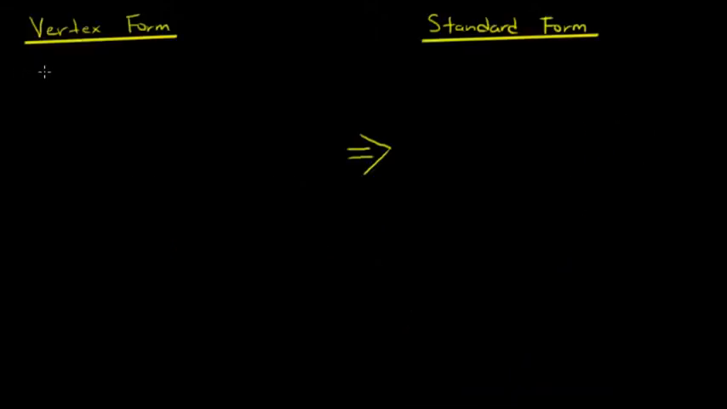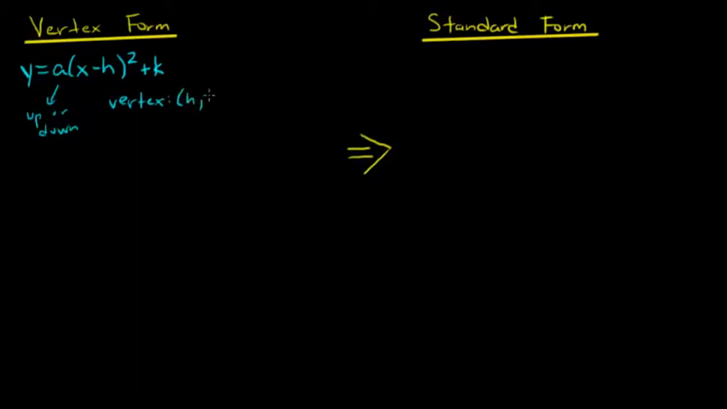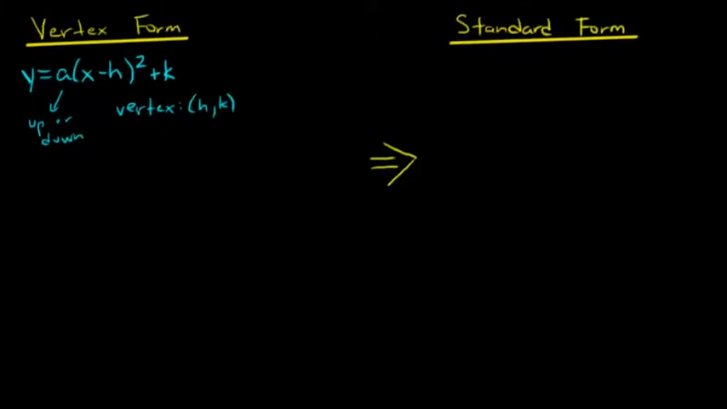So far, we have looked at quadratic relations in vertex form, which looks like this. And when we look at vertex form, it tells us a number of things about the graph of that relation. A tells us about the direction it points, up or down, and then H and K form our vertex. So the vertex is coordinate H, K. So looking at a quadratic relation in vertex form can tell us a lot about that relation.